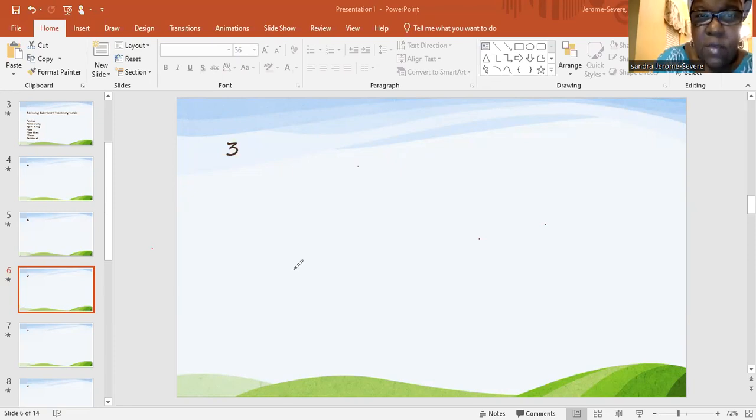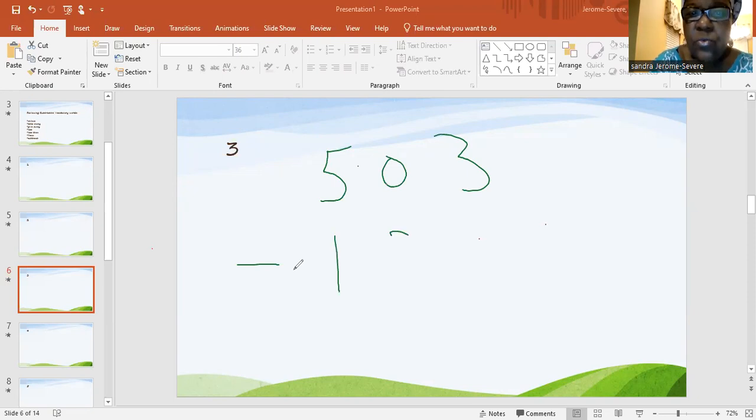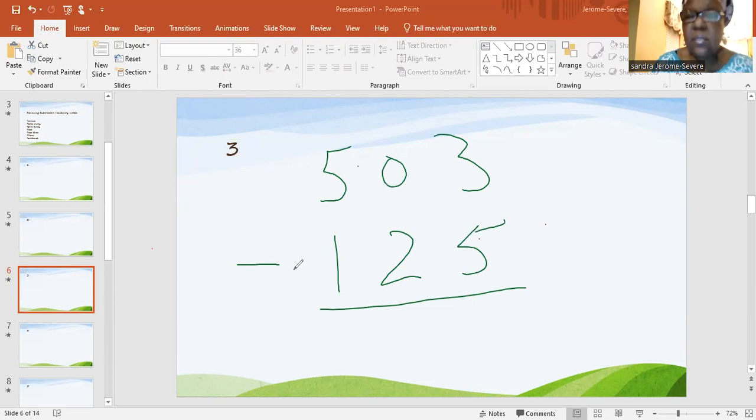Let's do 503. You don't say "503 and". "And" is a math word. So it's 503 minus 125. So let's look. So you ready? Let's start on the right again. So this is another one. So let's start on the right.